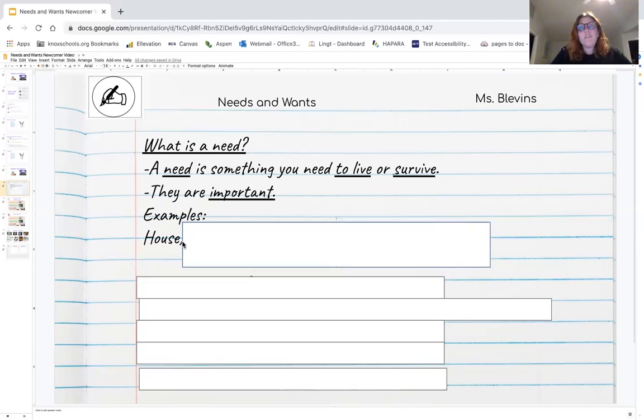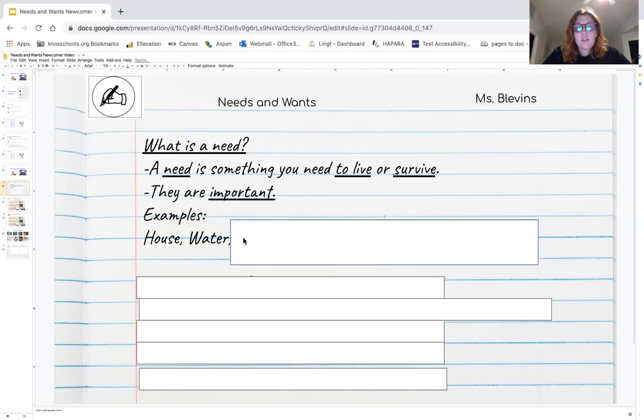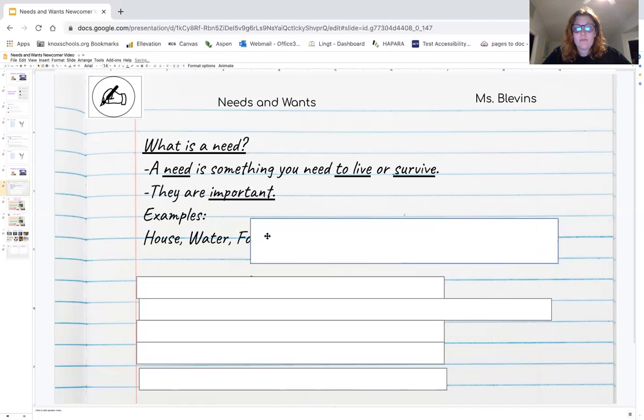I can think of a few other things that are needs. Okay, so a house is a need. Water is a need. We have to have water to live and survive. Food is a need. We need food to live and survive.